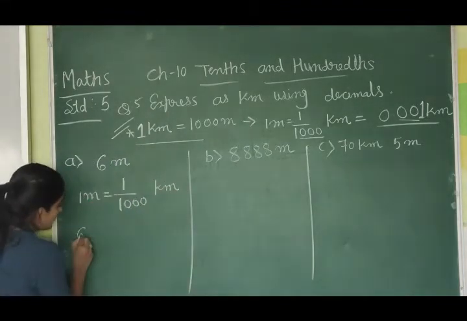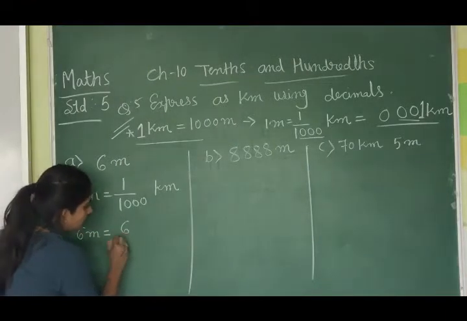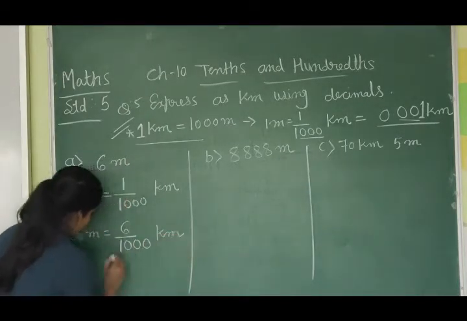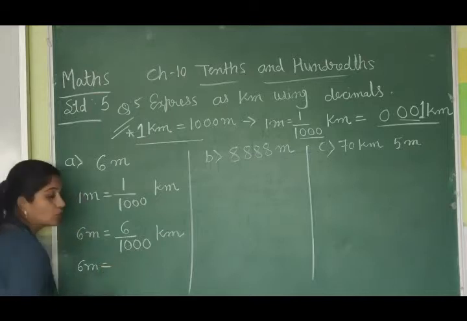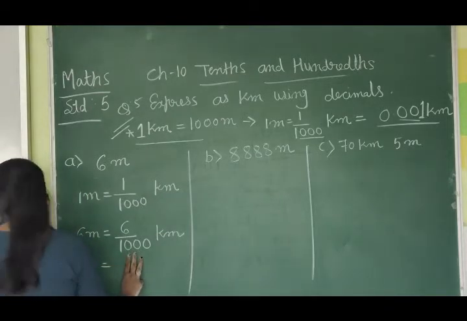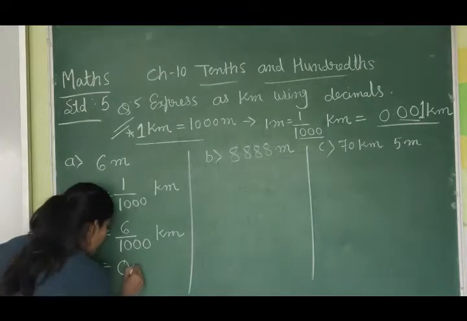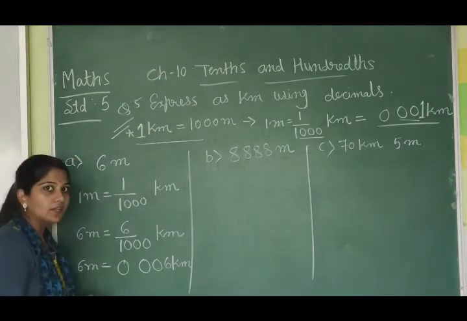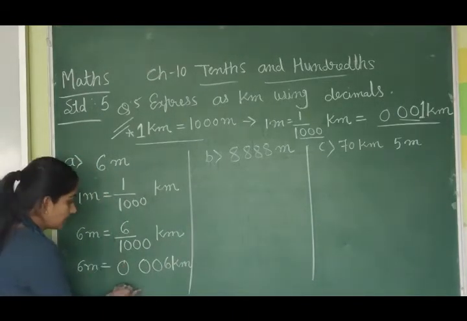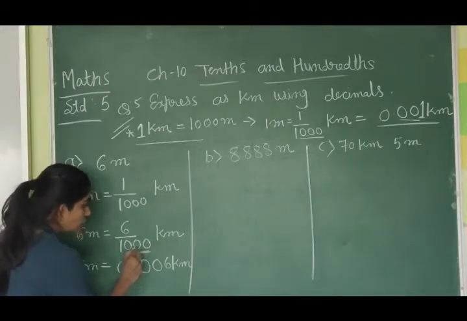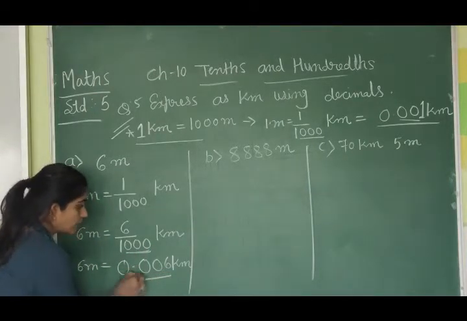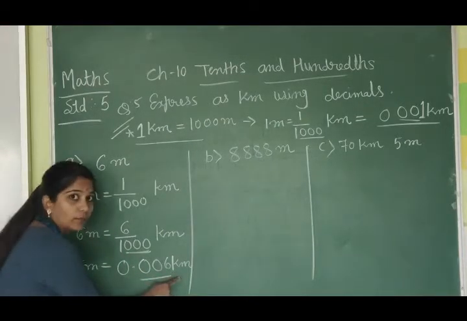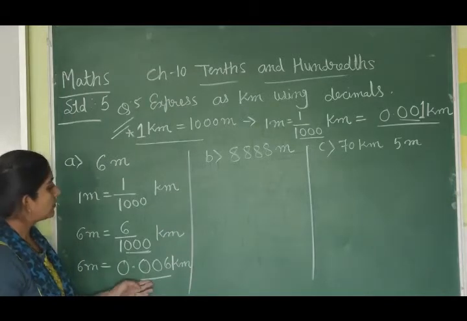Okay, so 6 meter is equal to 6 upon 1000. There should be 3 digits after the decimal point, and this is 0.006 kilometer, because now you know how to convert fractions into decimal form. So there are 3 zeros, so there should be 3 digits after this decimal point, so the answer will be 0.006 kilometer, because we have to convert them into kilometer.